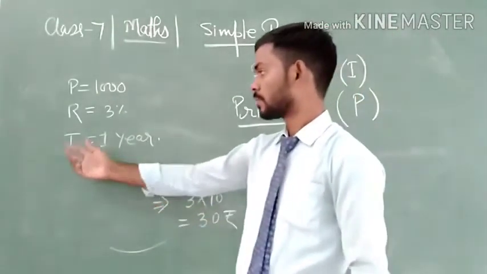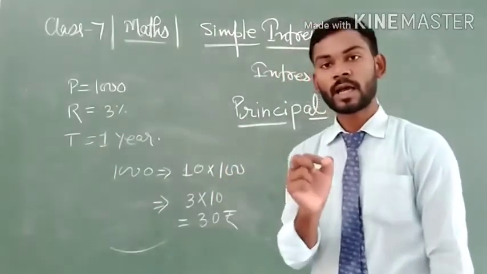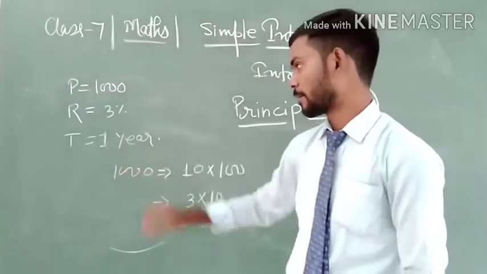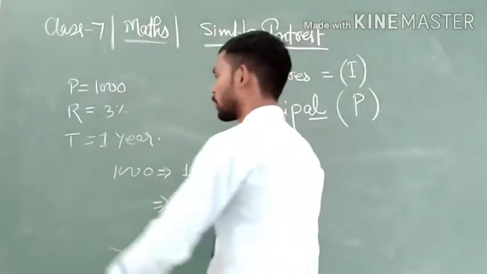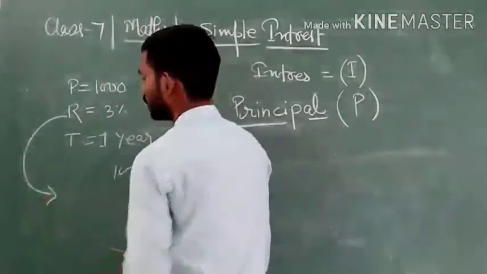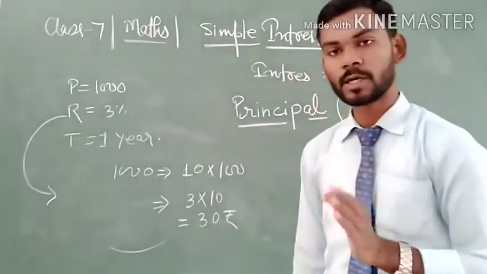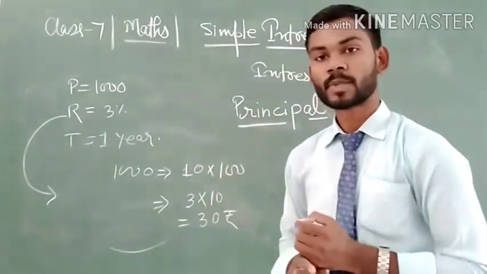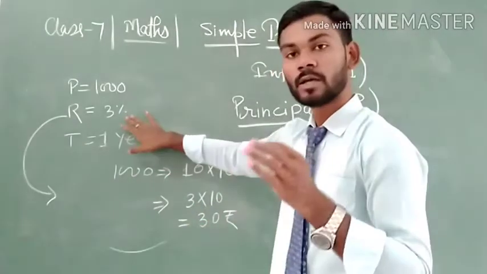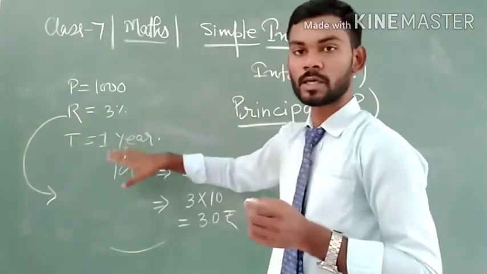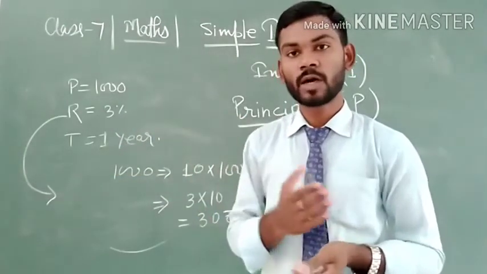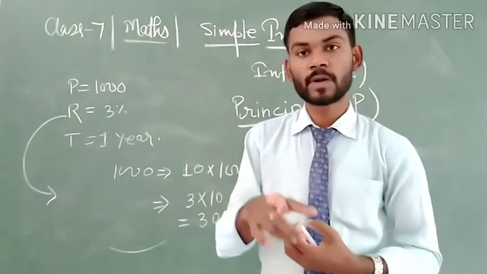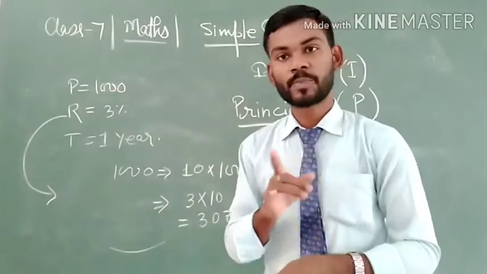And what is the time? The time for which I kept the money in the bank is called time. A very important thing is that the bank always gives us interest after a year. It will not give us the interest within the year. After the completion of every year, the bank will apply the interest on the principal.